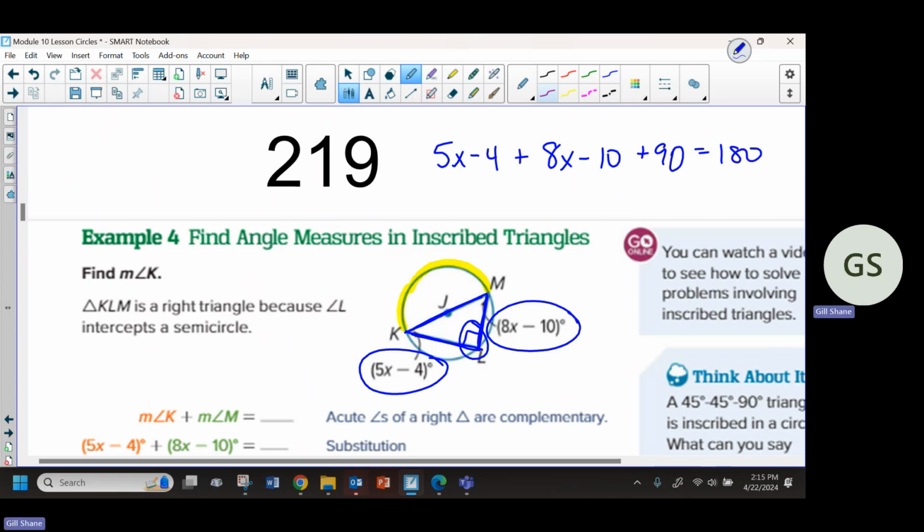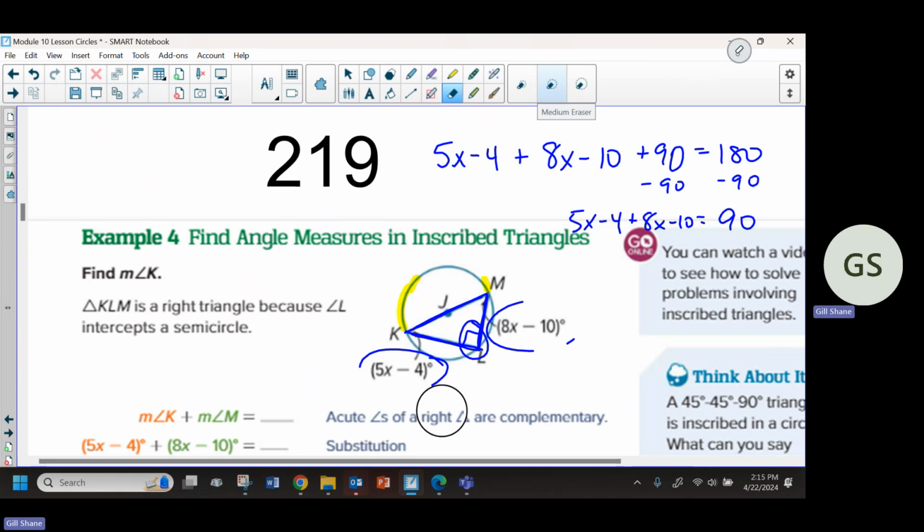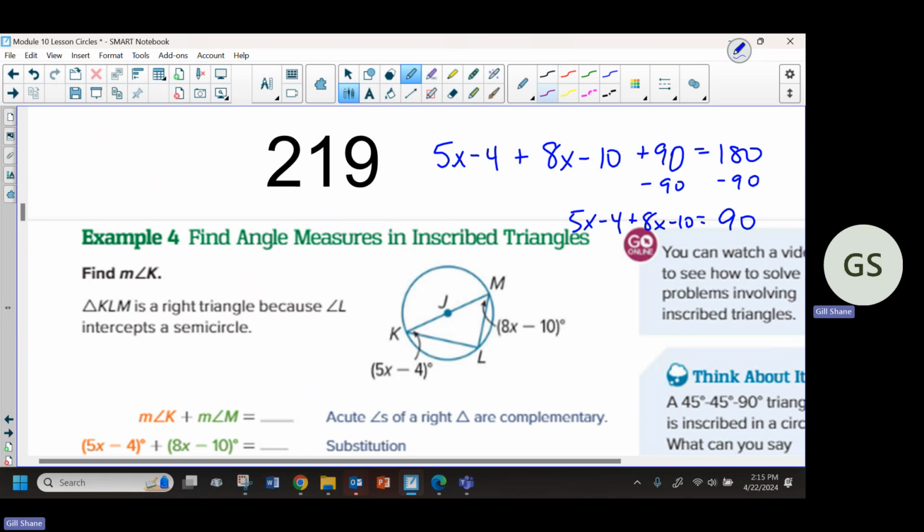A lot of people on the quiz just did what you guys tend to do, and you just set them equal. They are not equal. So don't think that they're equal. You have to understand the concept that we just went through. You could have just added them together and set them equal to 90 because mathematically, when I subtract the 90 and subtract the 90, that's what I would get. So 5x minus 4 plus 8x minus 10 equals 90. So that equation was fine. But that is not a situation where you can just set them equal to each other and be correct. They're not equal to each other.